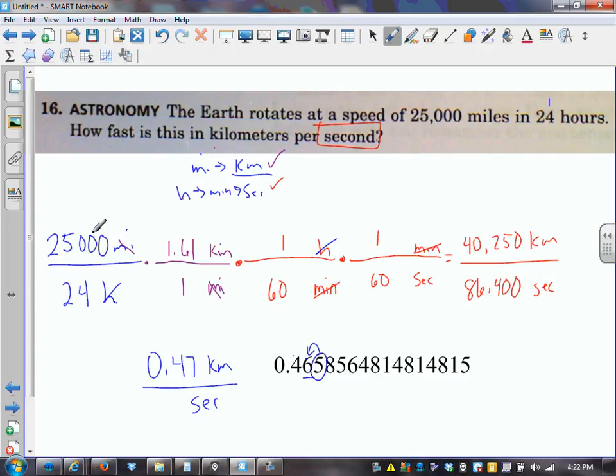Multiply across the top, multiply across the bottom. My calculator came out with this, which I just wanted to copy down here, and I'm going to round this to the nearest hundredth. It doesn't say to, the homework does, but we're going to find the hundredths place, circle the place value to the right. That 5 makes a 6. So 0.47 kilometers per second. This is 15 and 16 on your homework.